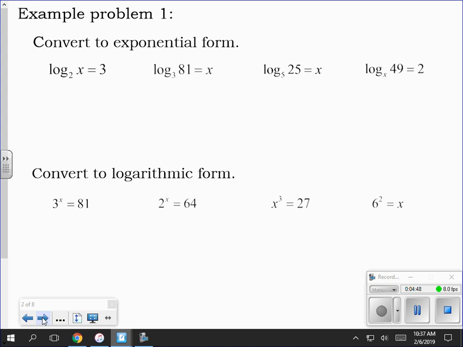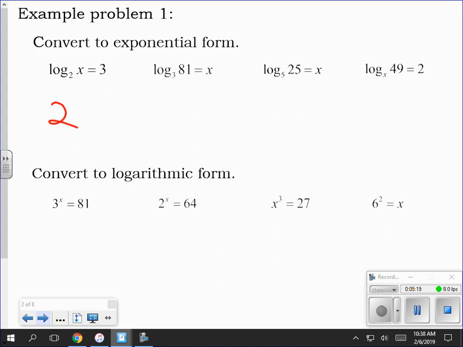So let's start. First one, convert to exponential form. Here's the trick. The base of my logarithm is the base of my exponents. So I have a log base 2, that means I'm going to have 2 to some power. That's the easy part. Once you get that down, you just swap which side of the things that are attached to.